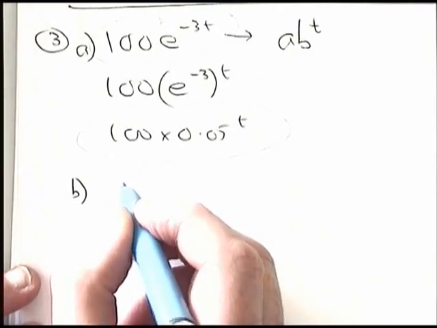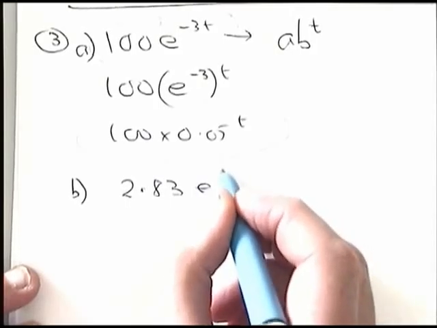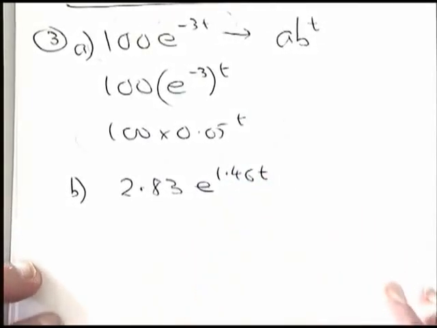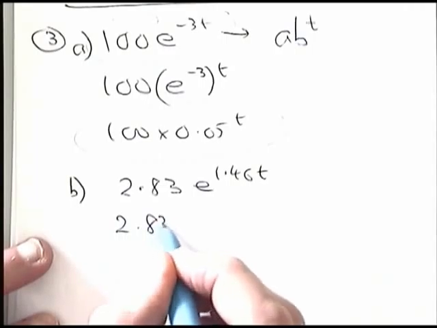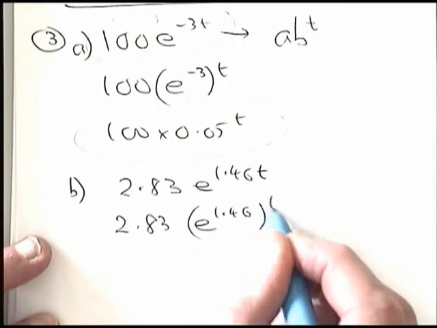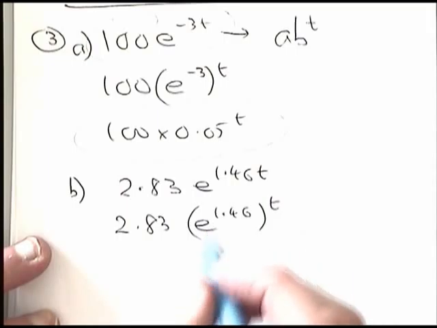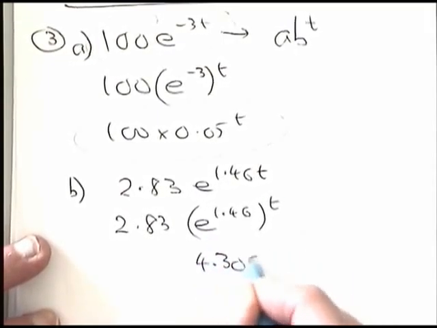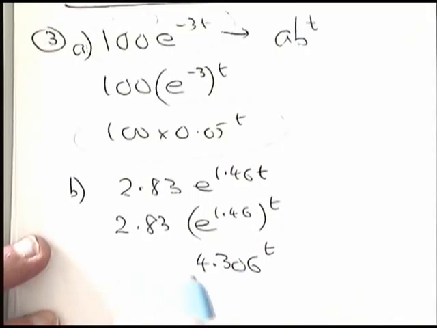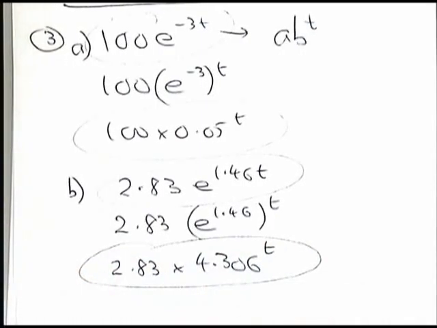And if we look at part B, where they're starting with 2.83 e to the 1.46t, you can think of that as 2.83 e to the 1.46 to the power of t. And if you do on the calculator e to the 1.46, you get 4.306. And that is to the power of t, and at the beginning is being times by 2.83. So our starting expression changes into the expression down here. That's how you do question 3.